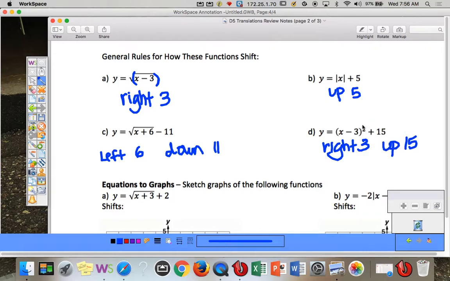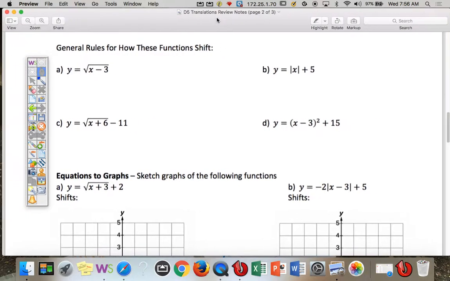So again, if it's inside the parentheses or the absolute value or the square root, it's left or right. The plus is left, the minus is right. And then on the outside of the parentheses or absolute value or square root sign, it's up or down. Plus is up, minus is down. So let's see if you can sketch these.